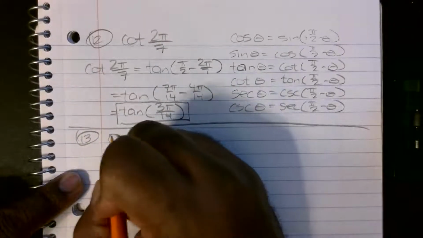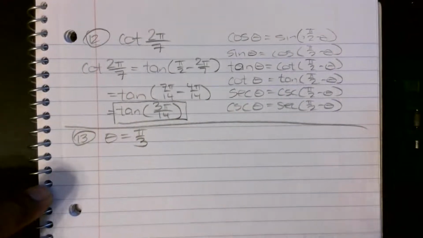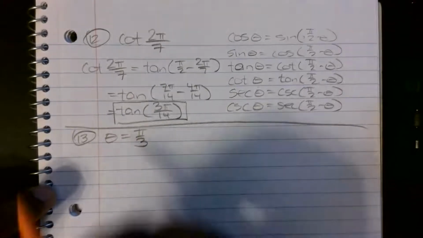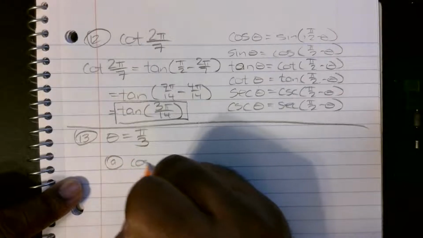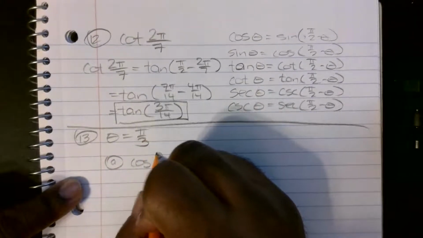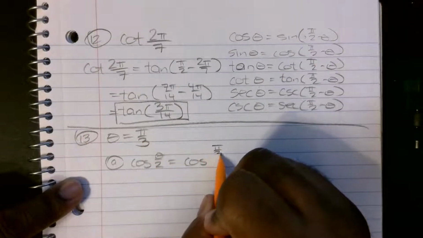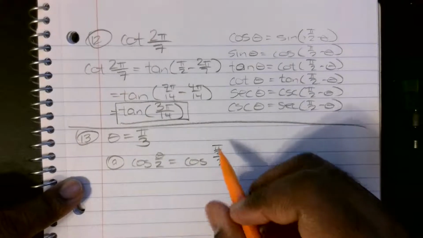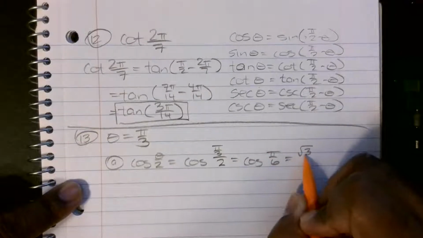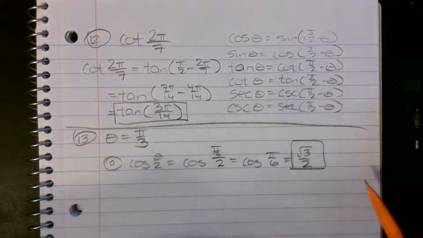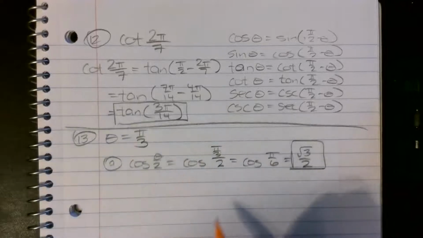All right, if theta is equal to pi over 3, it wants us to find three things. The first thing is cosine of theta over 2, which is cosine of pi over 3 over 2, which is cosine of pi over 6, which is root 3 over 2. That's an easy one. Pi over 3 divided by 2 is pi over 6. Right? That's an easy one.